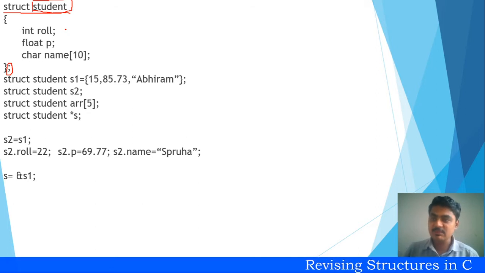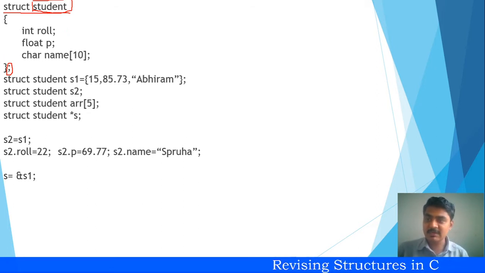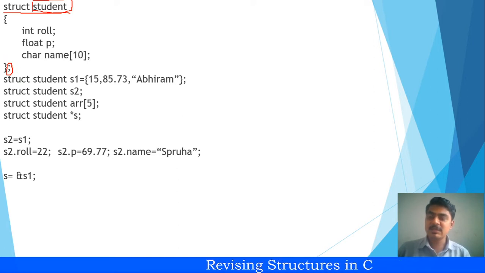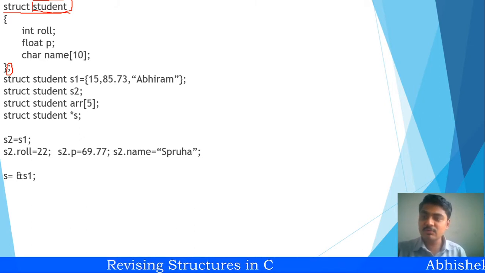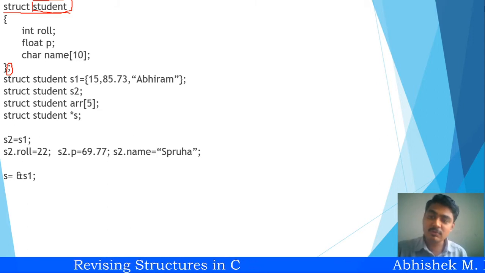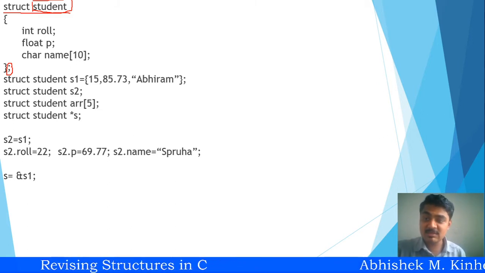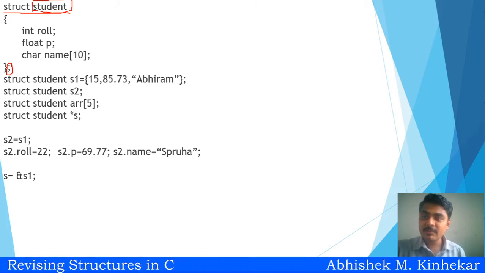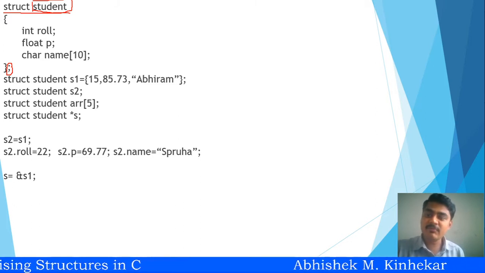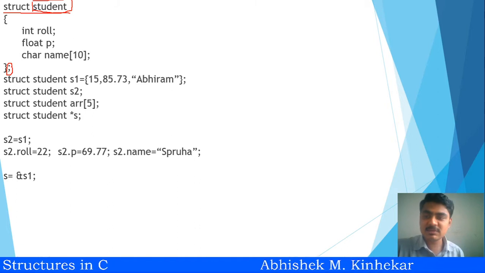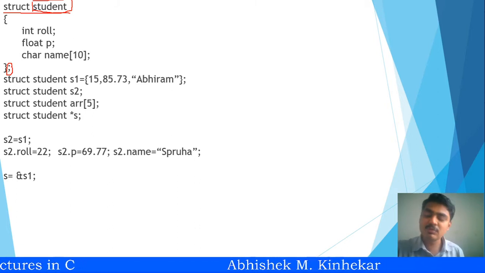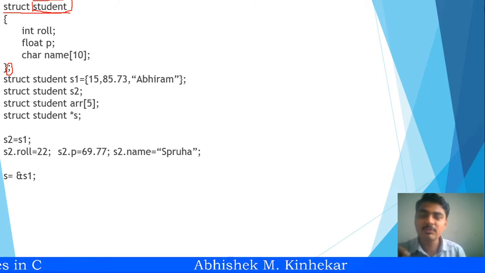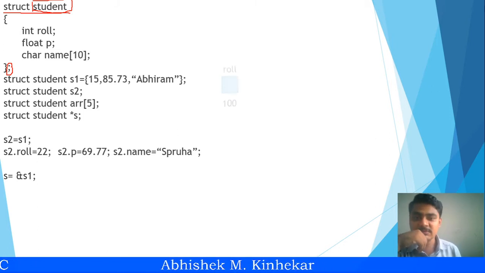There are various ways to create structure instances. You can directly write S1, S2, S3 before this semicolon also, so that S1, S2, S3 will be the instances of the structure by the name student. So memory will be allotted to S1, memory will be allotted to S2, and memory will be allotted to S3. How much memory is allotted? The memory which is used by one integer, one float, and one string, that is allotted to S1 or S2 or S3, whatever it is. Let us go and see how memory is allotted to it.